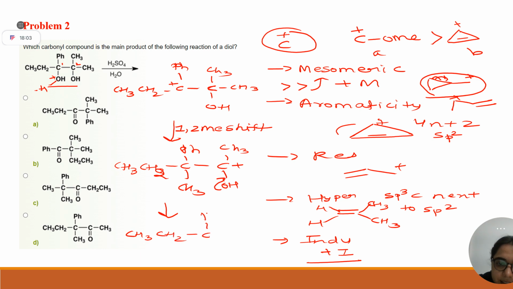C pH CH3, CO, CH3. So which option is there? Option D.